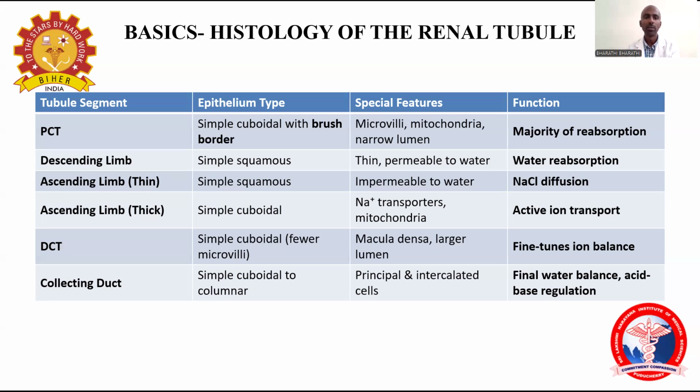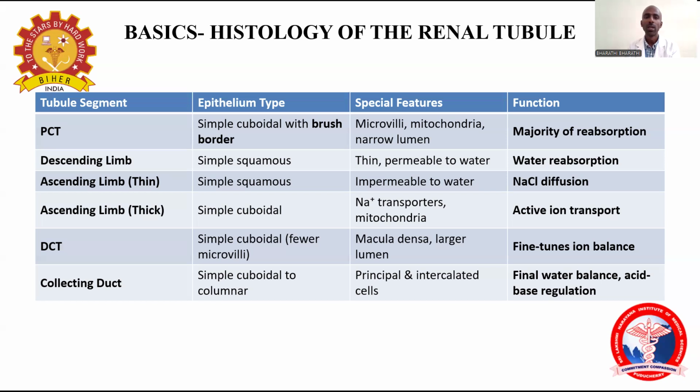Next, the descending limb. It is lined by simple squamous epithelial cells, and the special feature here is that the thin descending limb is very permeable to water. So here the water reabsorption takes place.